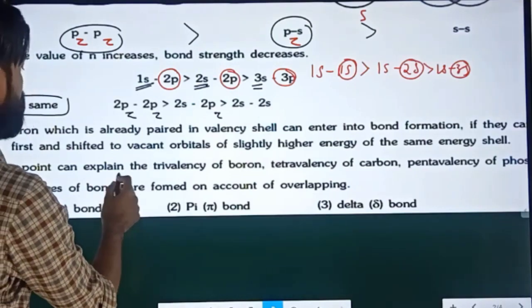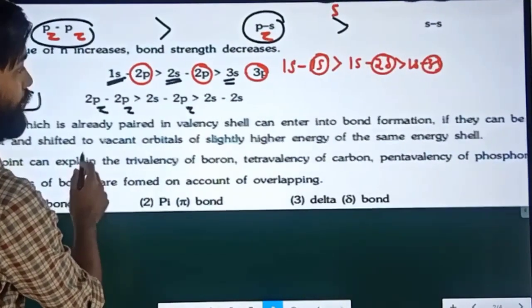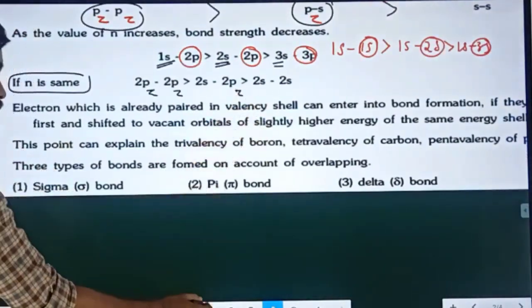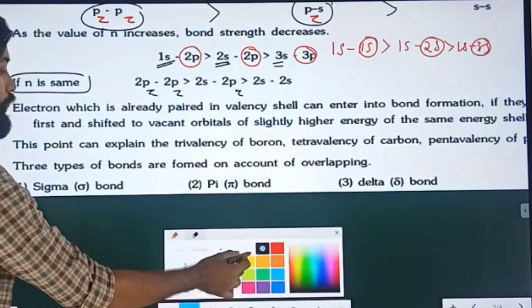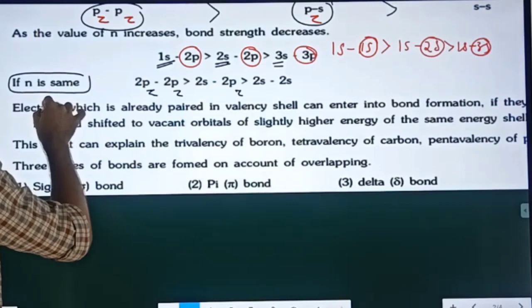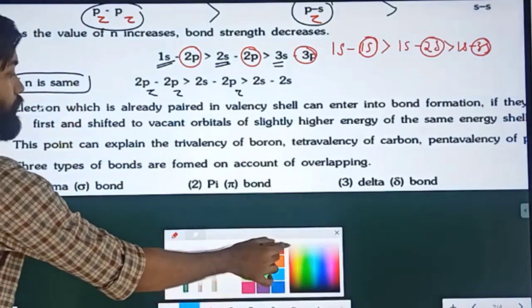And this point explains the trivalency of boron, the tetravalency of carbon, the pentavalency of phosphorus. We will discuss that. We will discuss the orbital diagram of hybridization of each molecule. Then we will be okay with this point.